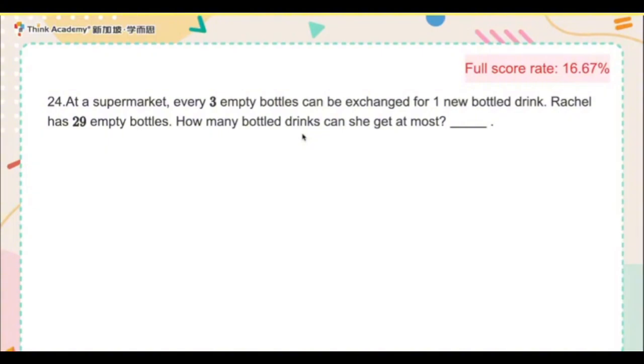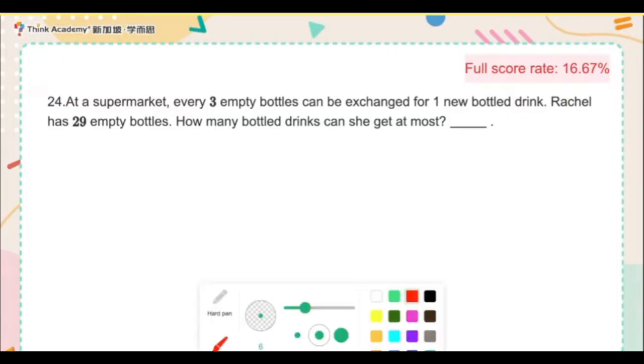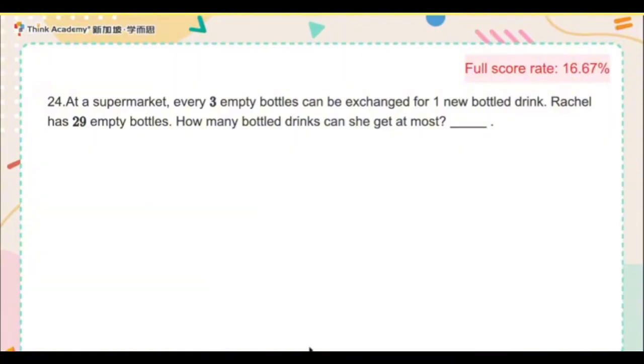Question 24. Okay, this question, only 16% of you got it correct. So as for this one, we can talk about it for a long time. Actually, for the next paper, we also have similar questions. You can also try it again. Okay, so everyone, let's see.